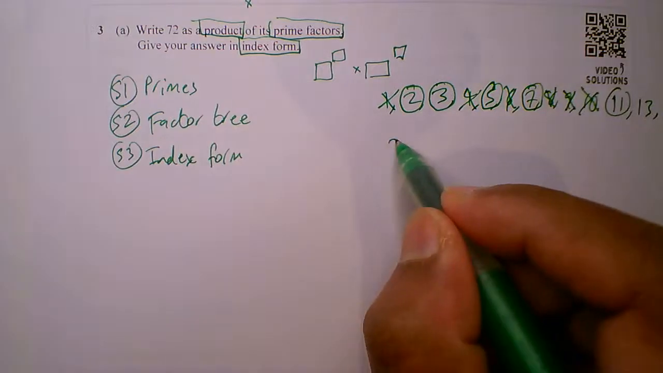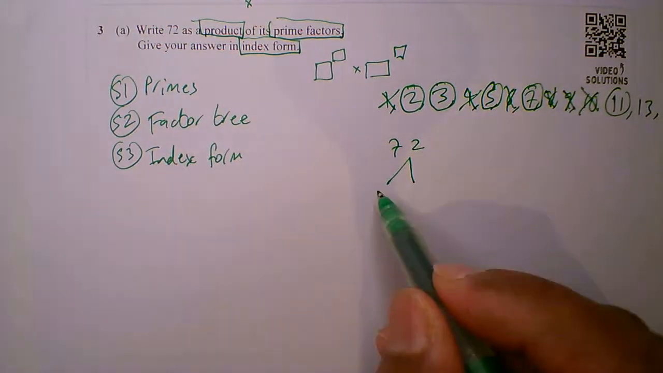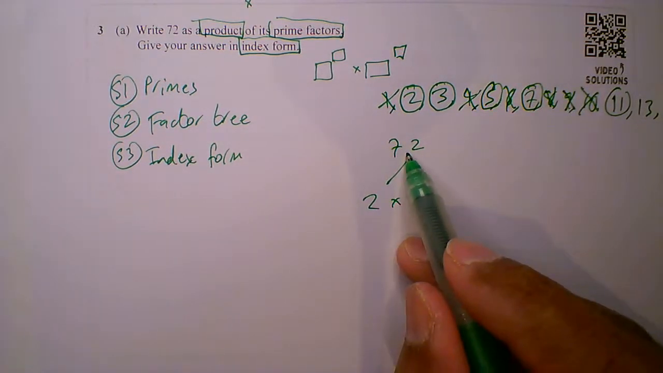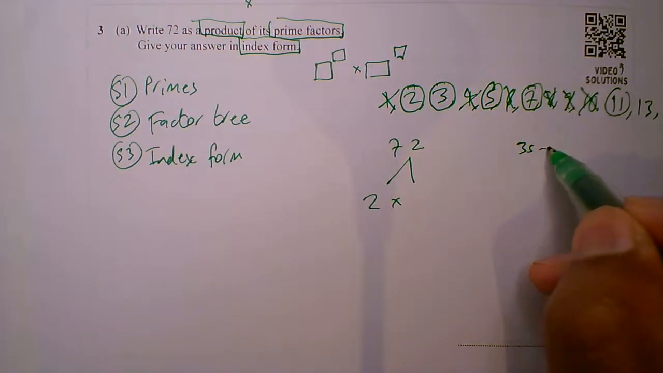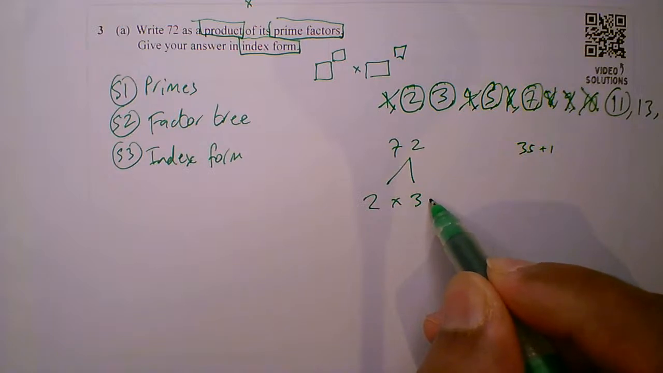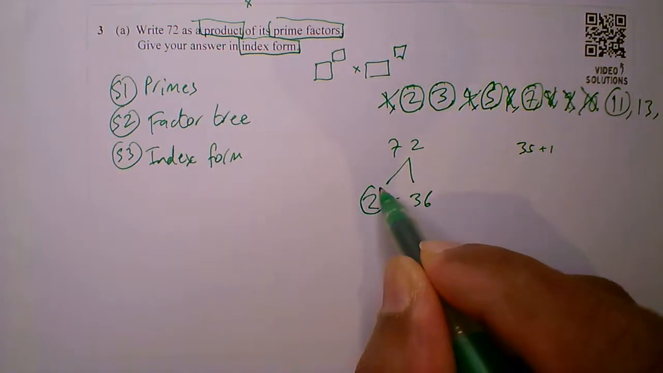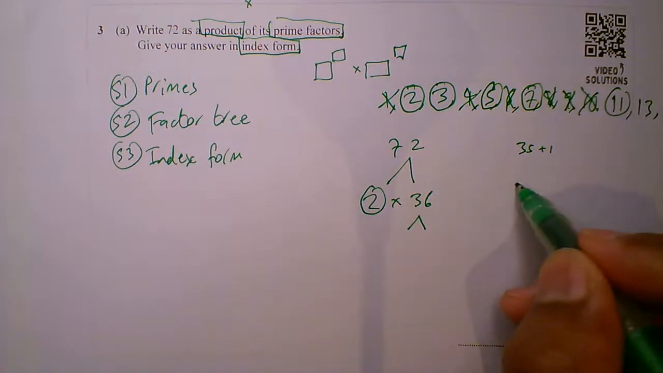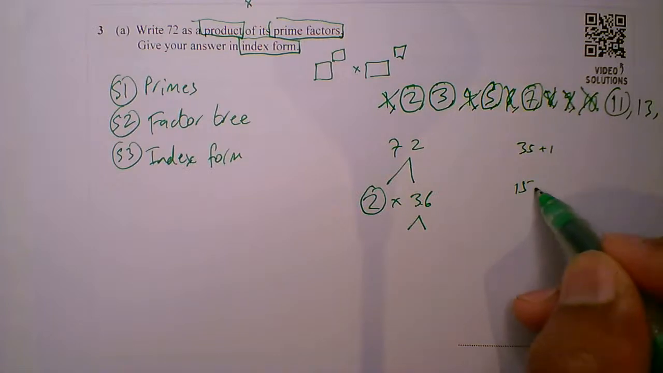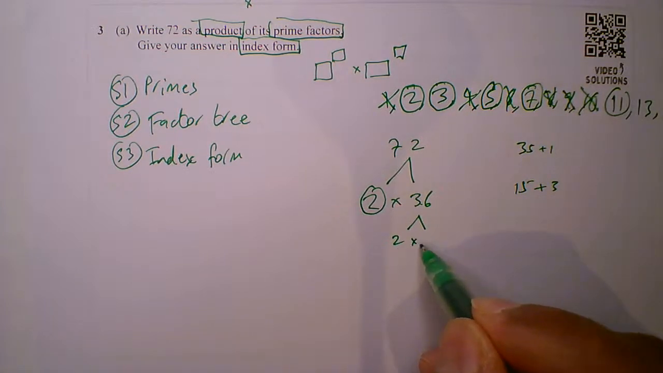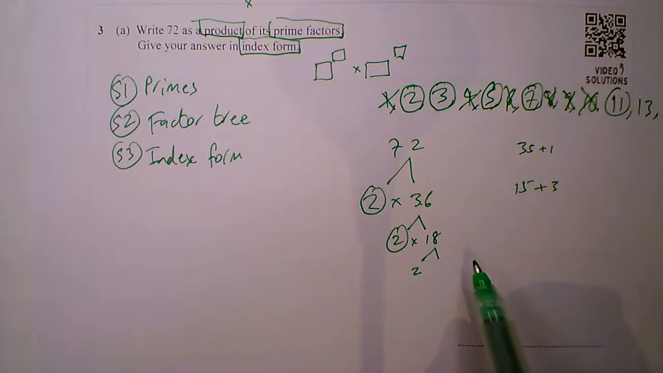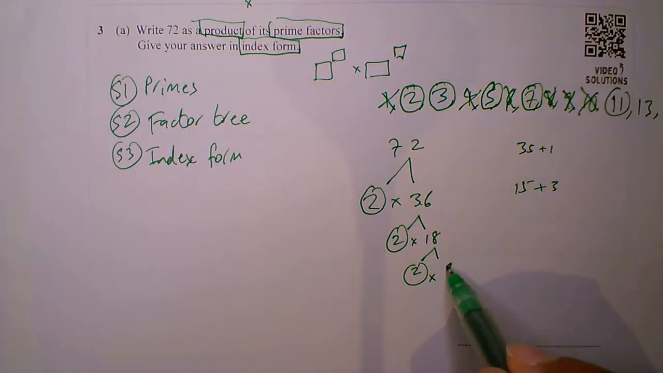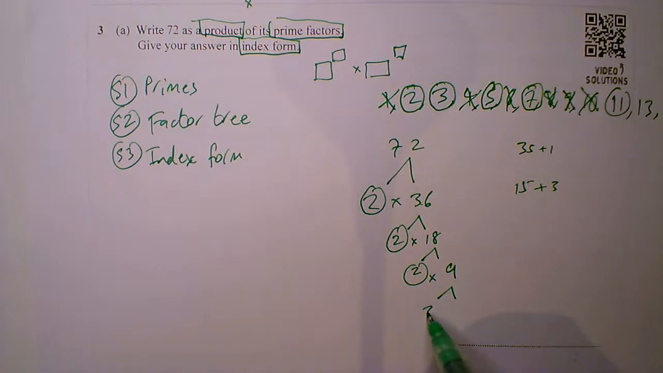Okay, so let's look at 72. 72 is even, so I'm going to do 2 times. Half of 70 is 35, half of 2 is 1. Add them together. 35 plus 1 gives me 36. 2 is a prime number, circle it. Half of 30 is 15, half of 6 is 3, so add them together. 2 times 18. Again, it's an even number, so 2 times half of 18 is 9. I can do that in my head. 9 is 3 times 3. 3 is a prime number.